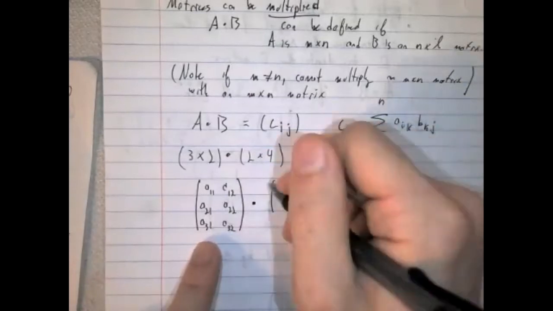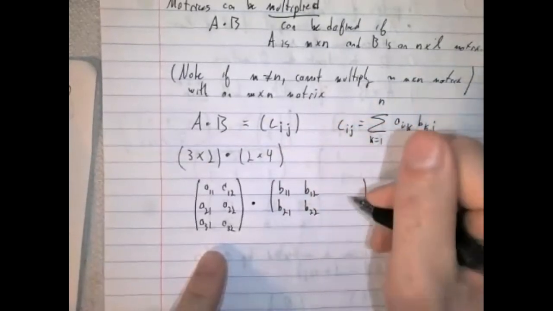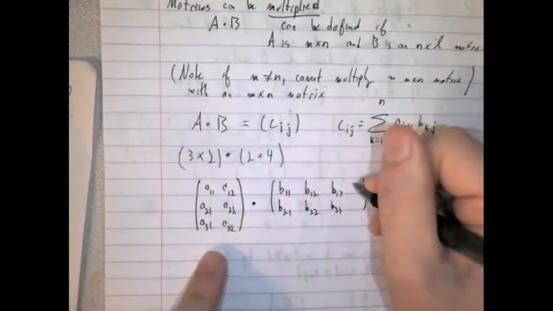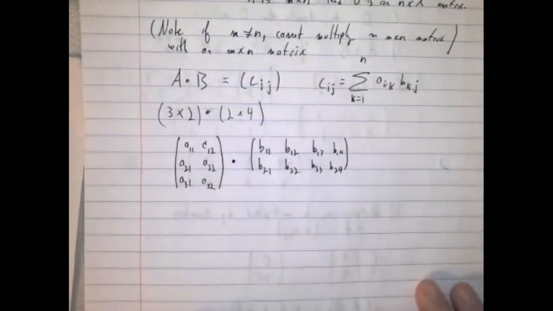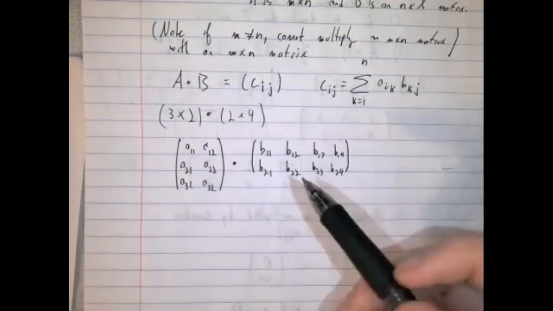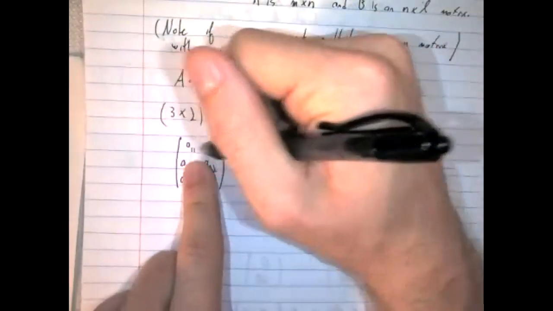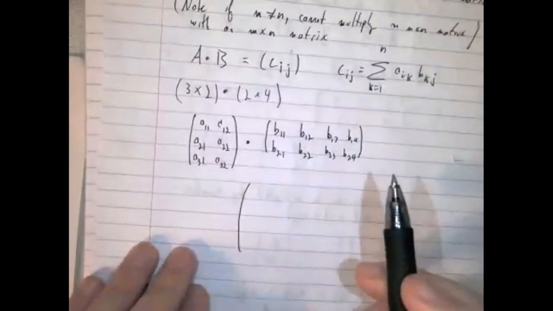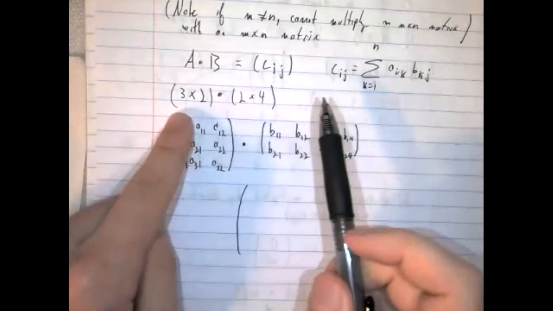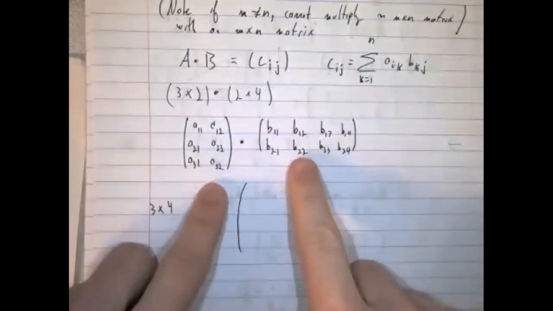Now I'm going to write the most general 2 by 4 matrix. It's going to have a B11 here, a B21 here, a B12 here, a B22 here, a B13 here, a B23, a B14, and a B24. That's okay? So the picture of matrix multiplication is I take columns here and I do the dot product with rows over here. So first of all, what are the dimensions of the product matrix going to be? 3 by 4. Yeah. Now I'm going to get a 3 by 4 matrix out of these two matrices.